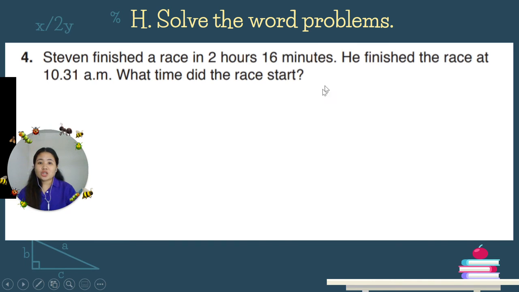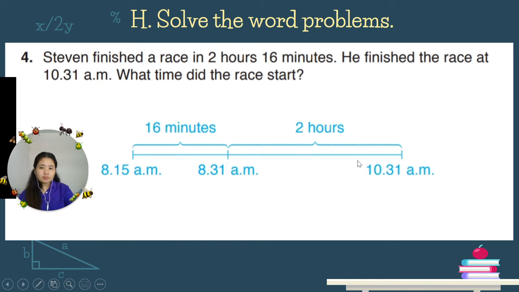So we are looking at the start time, right? So remember, in our last problem, if we look at the end time, we have to add. So what if it is reversed? So what if we look for the start time? What will we do? Yes, if we add start time plus duration equals end time, if we look for the start time, we have to subtract. Okay, so 10:31 a.m. subtract by 2 hours and 16 minutes. So you subtract 2 hours. 10 minus 2 is 8. 8:31 a.m. Then you subtract again 16. Okay, so minus 16. I will let you see.